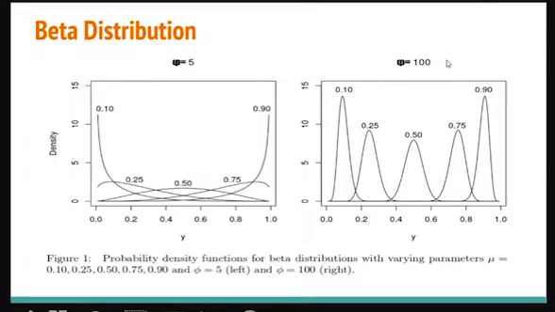Okay, so this is the beta distribution. The distribution is defined as f(x) equals x raised to the power alpha minus 1, times (1 minus x) raised to the power beta minus 1, divided by gamma alpha plus beta, divided by gamma alpha, gamma beta. The alpha and the beta here are the shape parameters.